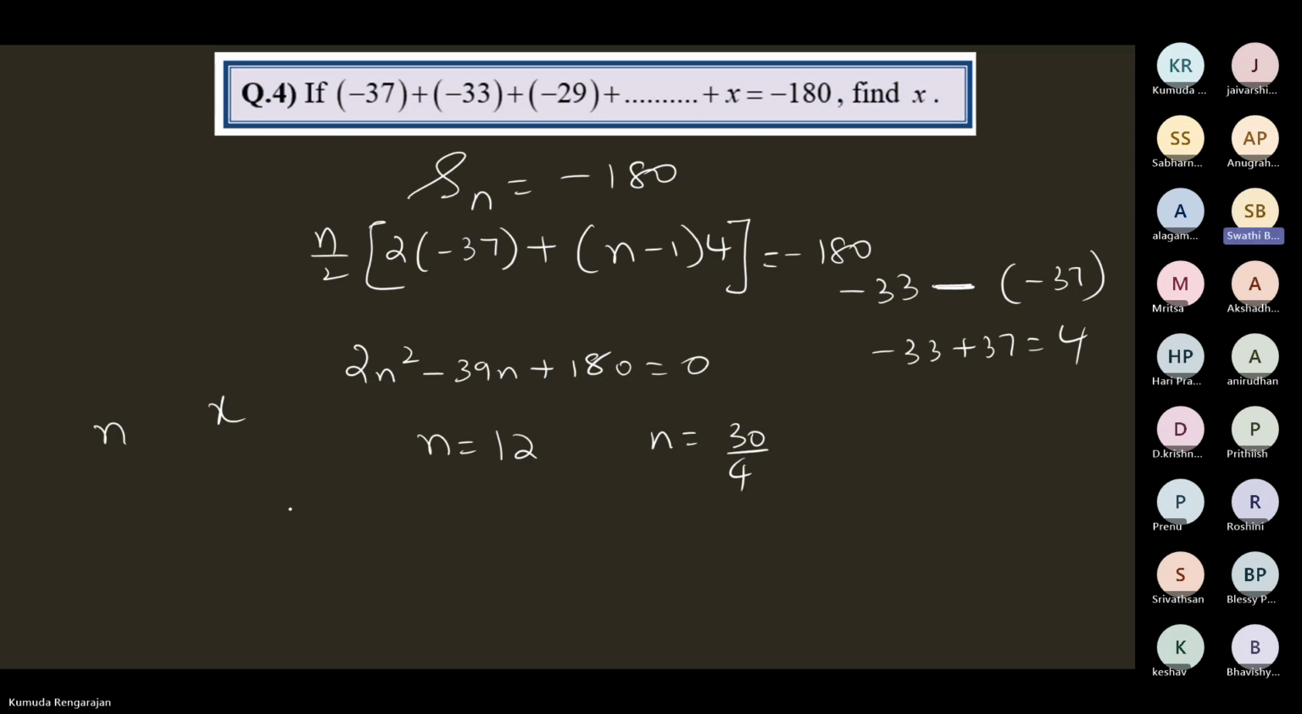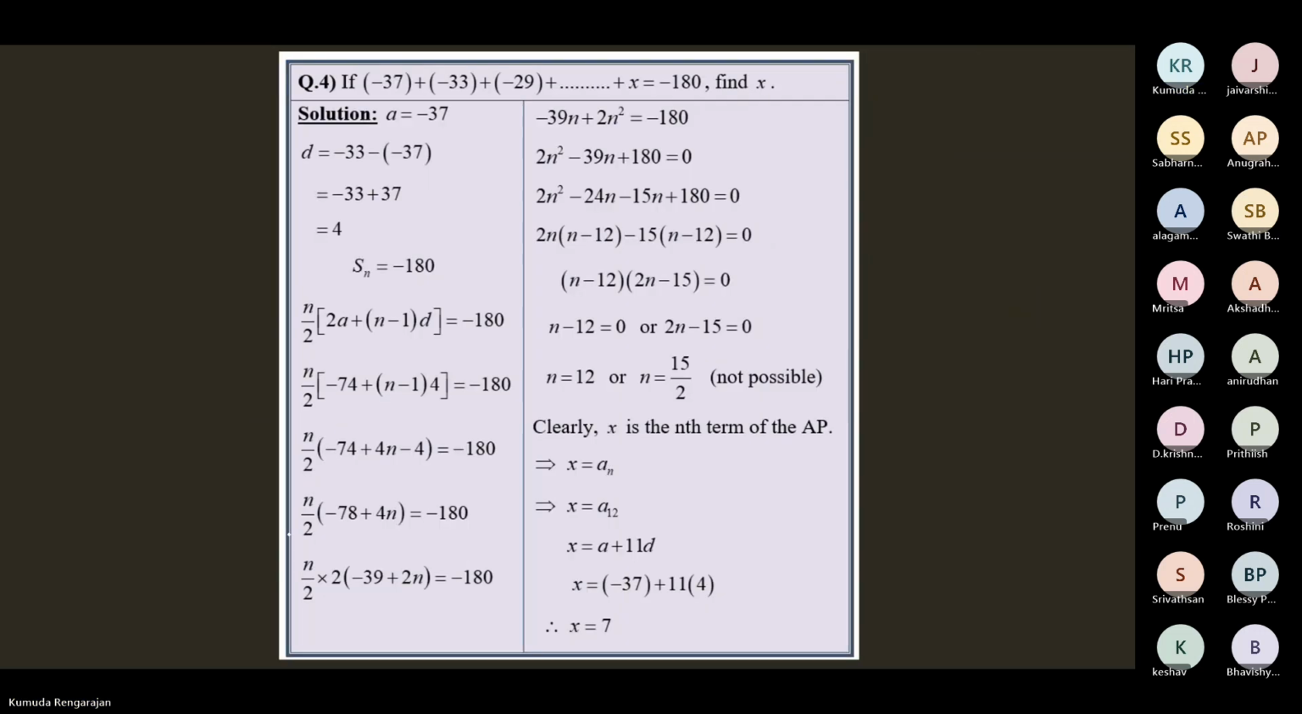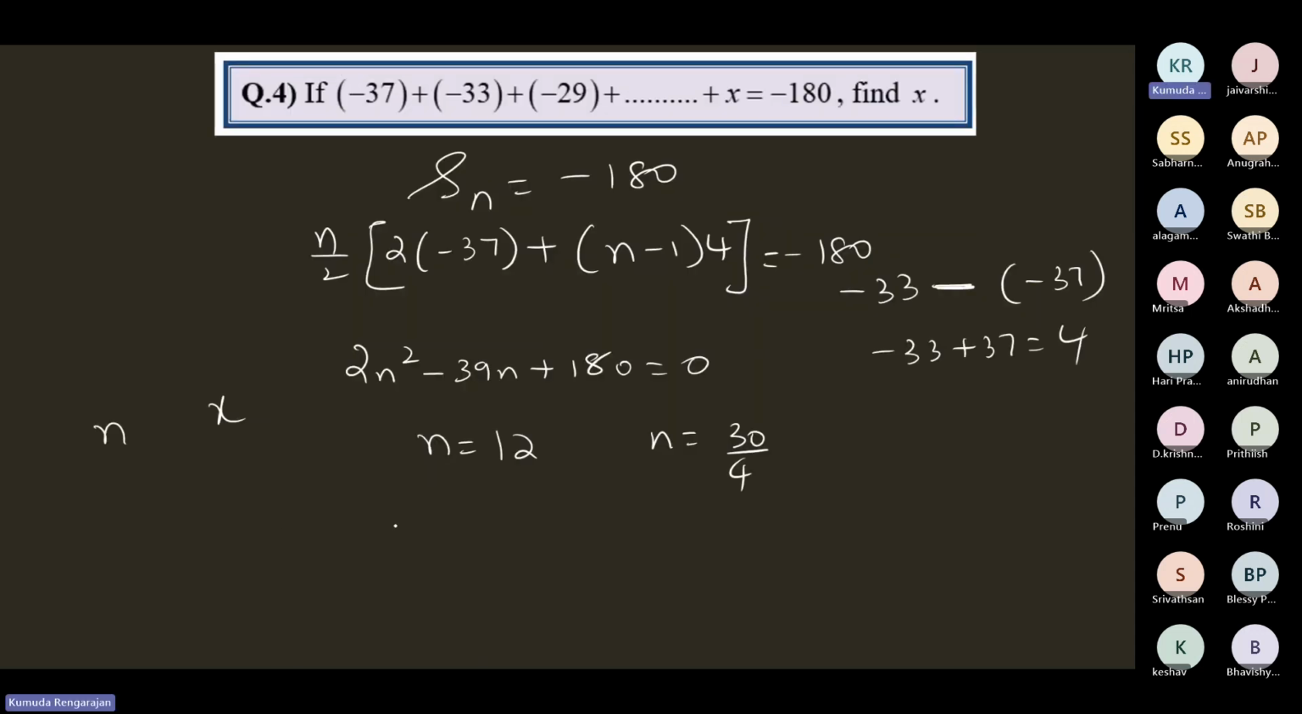Ma'am, like a plus n minus 1 into d equals x. Correct. So n is 12 meaning the 12th term is x. 12 terms of this AP should be added to, I'm going with Swati's answer. Yeah, correct. Even I have the same answer as Swati.